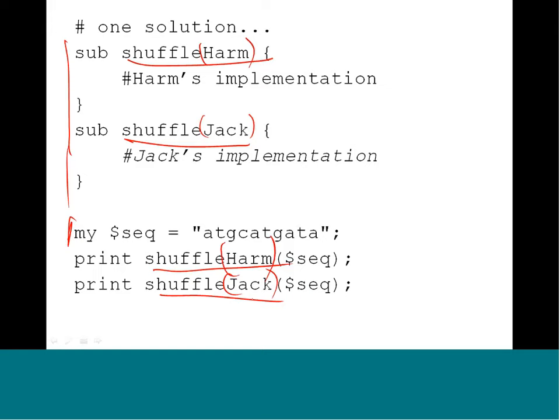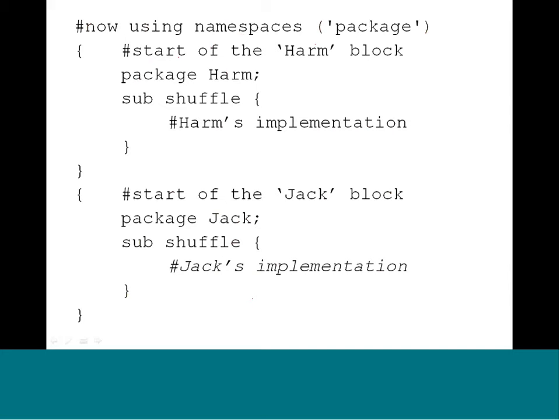To avoid this, essentially we use the package. We will have the package called harm, and inside that we will still use the same name, which is shuffle, followed by Harm's implementation. And then we will have Jack's block with a package called Jack, and it also has the same function, shuffle, and then this is Jack's implementation.